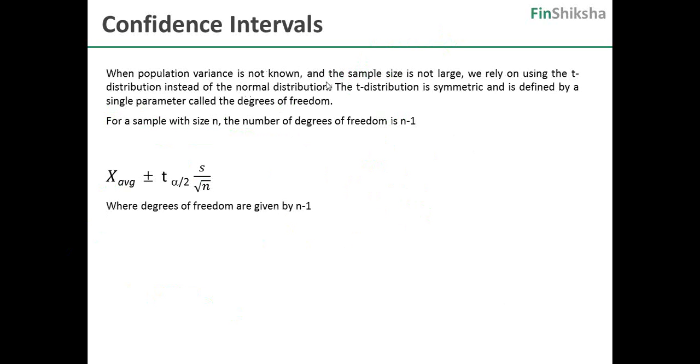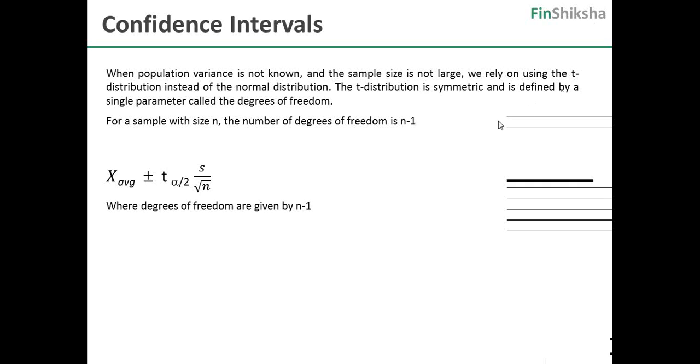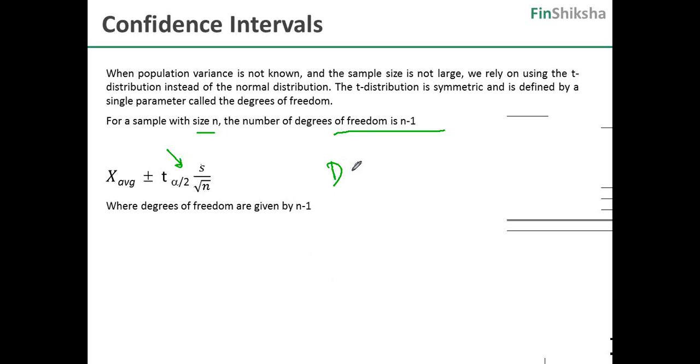When the population variance is not known and the sample size is not large, then we use something called the t-distribution instead of the normal distribution. The t-distribution is also symmetric and is defined by a single parameter called degrees of freedom. For a sample of size n, the number of degrees of freedom is n minus 1. So when you solve for this, the value of t alpha by 2 will also depend on the degrees of freedom, which you will find in the t table. Fine. So that's your confidence intervals.